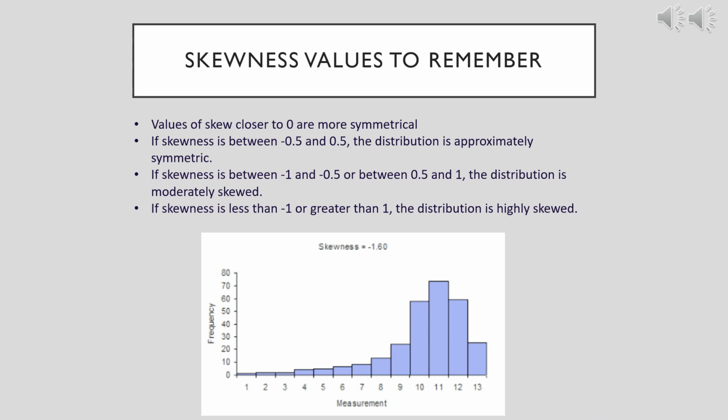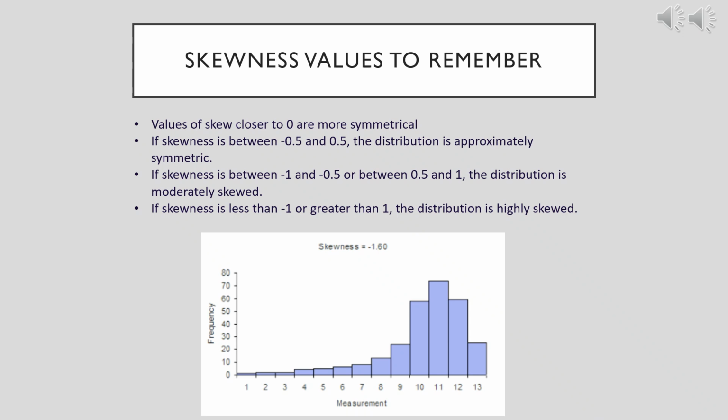So what I would want you to know is values of skew that are close to 0 mean that it's a more symmetrical distribution. Because the lack of skew means it would be symmetrical. If skew is between -0.5 and 0.5, then the distribution is approximately symmetrical. But if the skew is outside of those values, so if it's between -1 and -0.5, or between 0.5 and 1, then the distribution is moderately skewed. If the skewness is less than -1 or greater than +1, then the distribution is highly skewed.